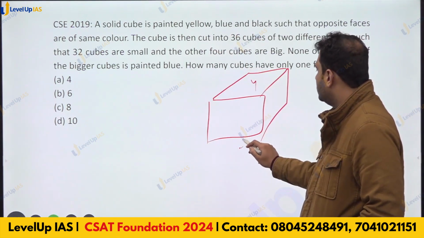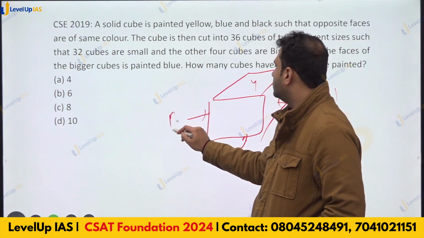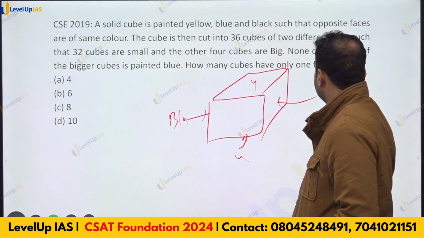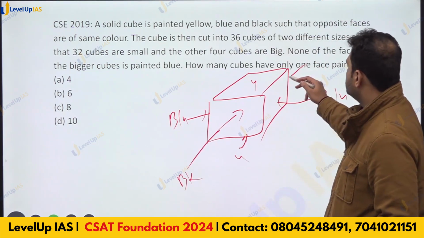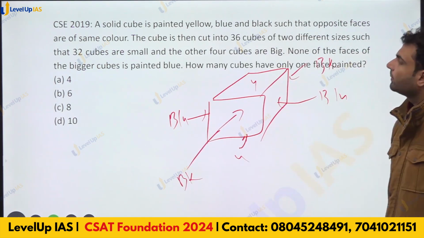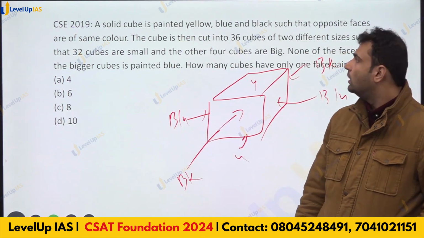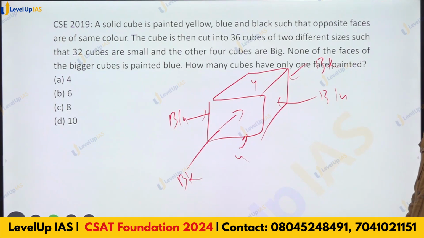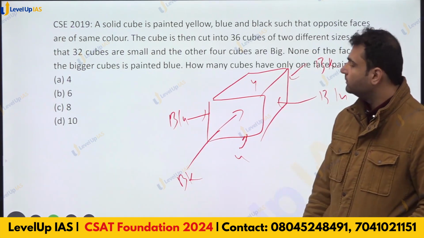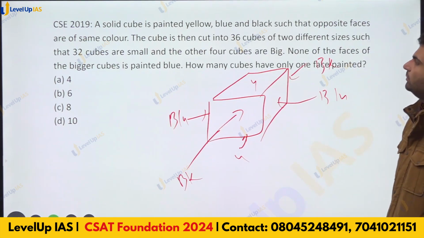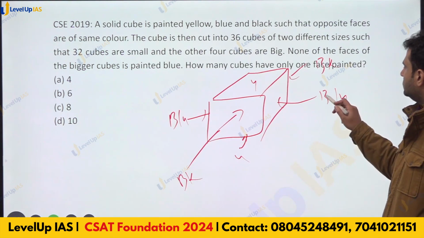Let us say yellow, yellow, blue, blue, and this is black, and this is black. Okay. The cube is then cut into 36 cubes of 2 different sizes such that 32 cubes are small and the other 4 are big. Fine. None of the faces of the bigger cubes are painted blue.